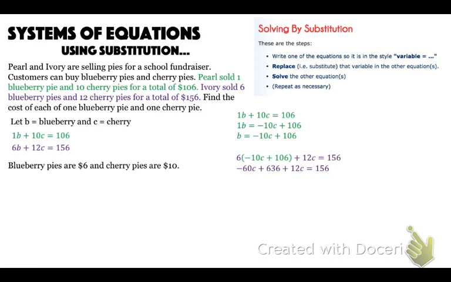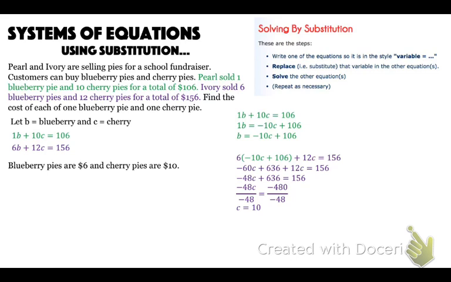Then we can solve this. So distribute that 6 in. You get negative 60c plus 636 plus 12c equals 156. Get all your c's together. So you get negative 48c plus 636 equals 156. Subtract the 636 over. You get negative 48c equals negative 480. Divide it. You get c equals 10.